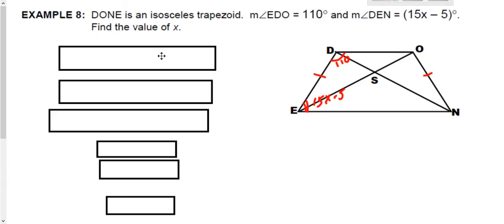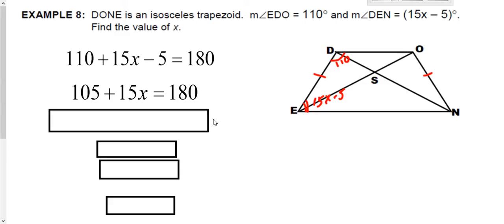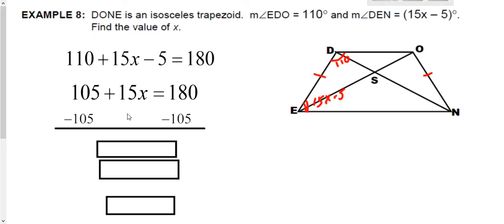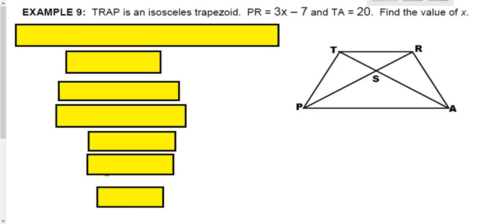Let's see if I did this right. I'm a little scared here. Nope, I did. So we learned the shortcut. These two will add up to 180. Okay, so I have the 110 plus the 15x minus 5 equals 180. And so we go ahead and solve that, combine the like terms. 110 minus 5 is 105. Then I'm going to get rid of that 105 from both sides and get that 15x by itself. So 15x equals 75, divide by 15, and we get x equals 5. Or the measure of that, yeah, I'm just finding x.